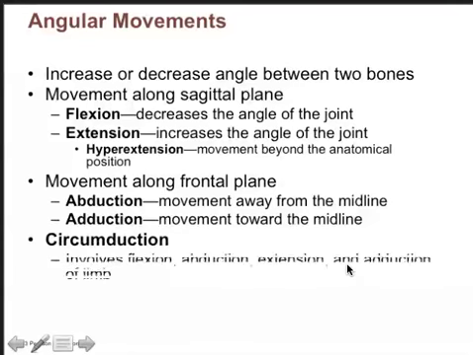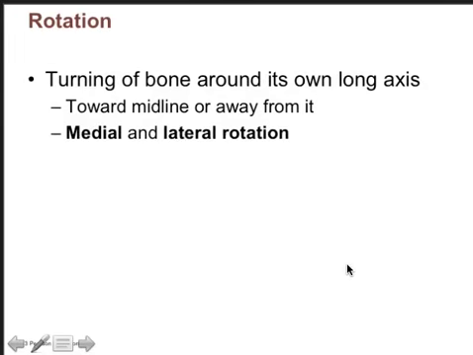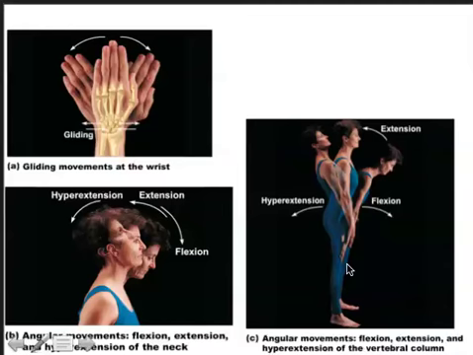And in circumduction, we stabilize one end of the limb, and then we transcribe a cone in physical space, and this is a combination of flexion, abduction, extension, and adduction of the limb. In rotation, we have the turning of the bone around its own long axis, towards or away from midline. Examples include medial and lateral rotation. Examples are between the C1 and C2 vertebrae, and rotation of the humerus and of the femur, just to name a few. And so here's an example of some of these movements.